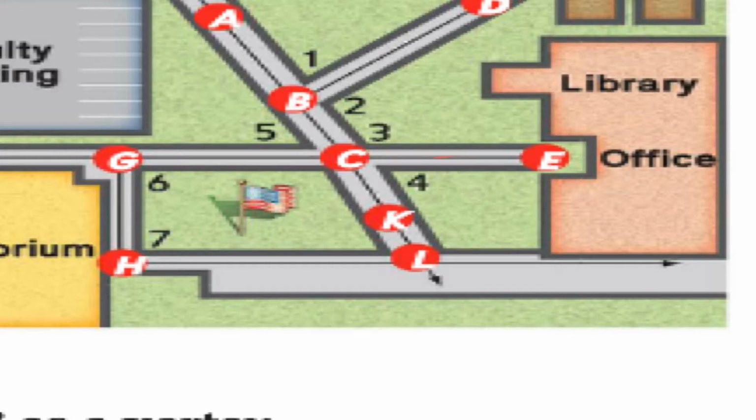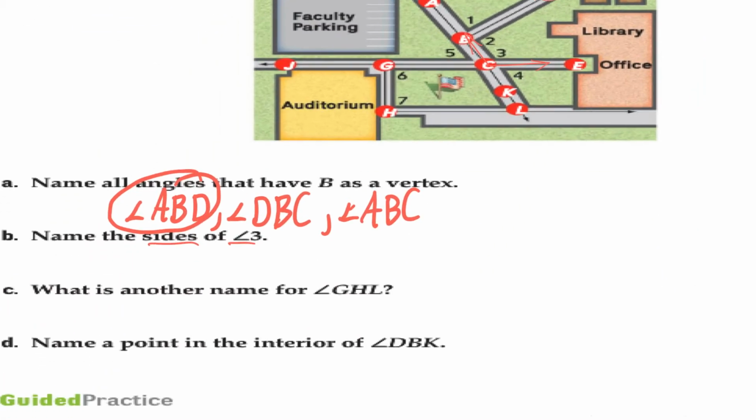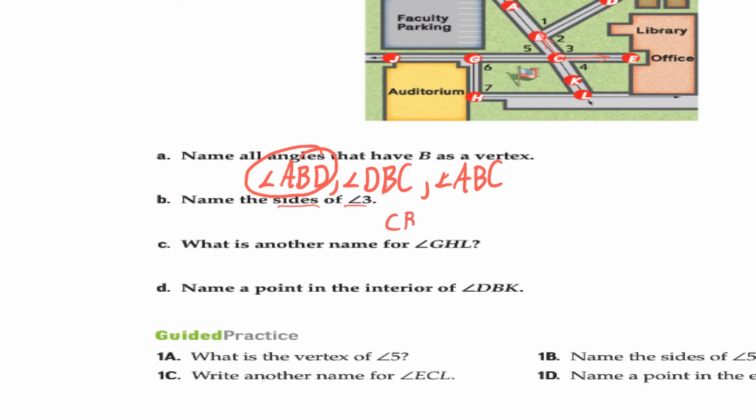BC and CD. Okay, nearly. Be careful, the order matters. So CB and CE. Those are the two. All right, so CB and CE.